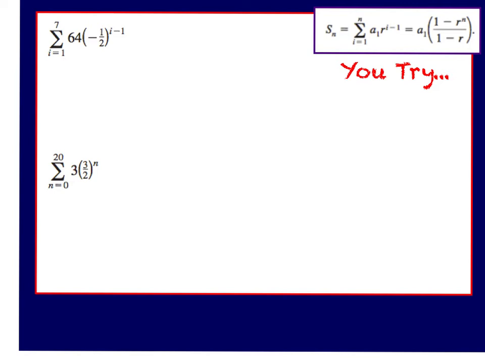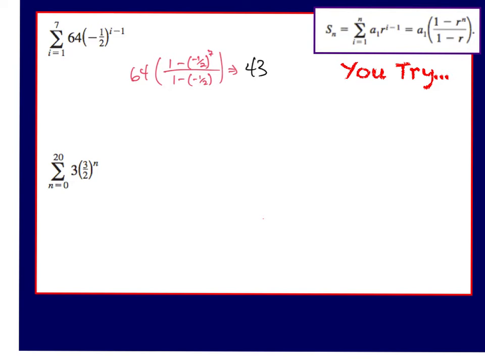All right, this first one. What's my a sub 1? 64. And then times 1 minus, what's my ratio? Negative 1/2, the quantity of negative 1/2. And how many terms do I have? 7. So that's why we have a 7 there. And then it's 1 minus negative 1/2 again. And so when we put that into our handy dandy calculator, it gives me a nice number of 43.